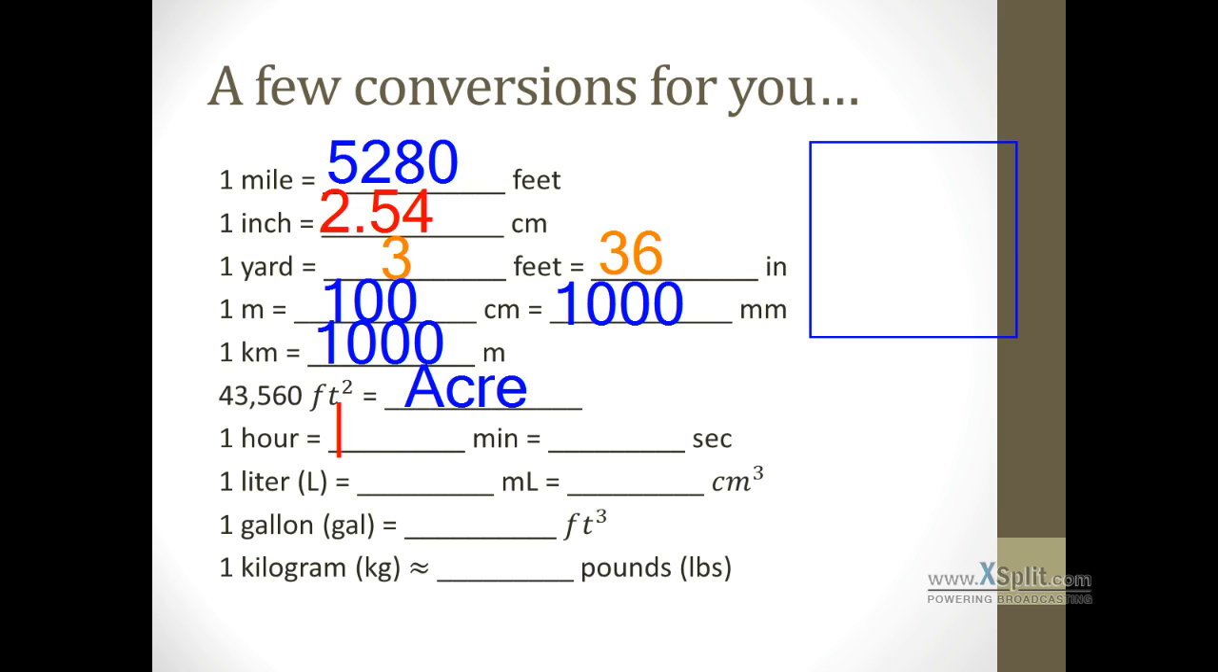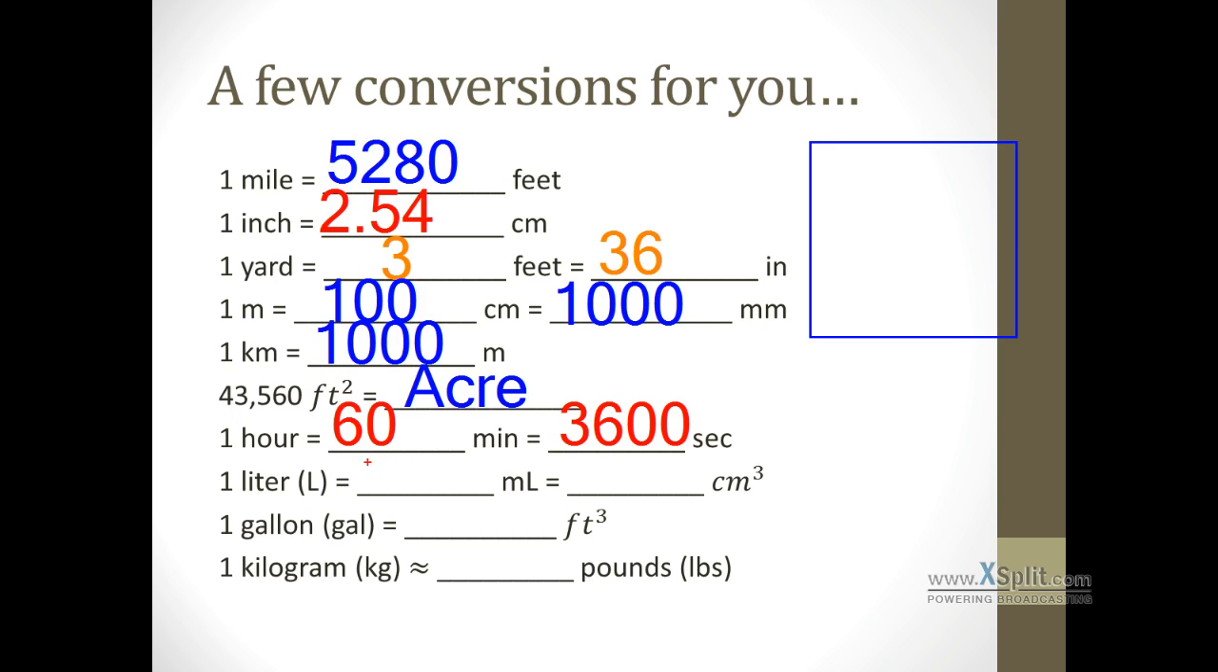The next one you should know pretty well, how many minutes are in an hour. 60, of course, because of some arbitrary person way back a millennia ago. Similarly, there are 60 seconds in a minute, so we're going to do 60 times 60, which is 3,600 seconds in 1 hour.